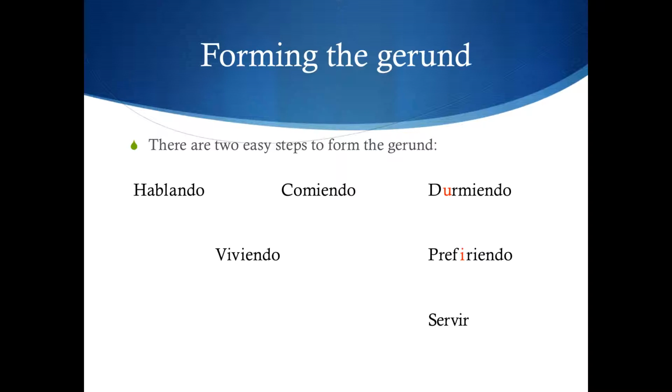Servir is another IR vowel changing verb. The vowel changes from E to I. Let's take off the ending. Since it's an IR verb, we put yendo. We take the E off, and we put the only vowel. Since it's only E to I, we put an I.